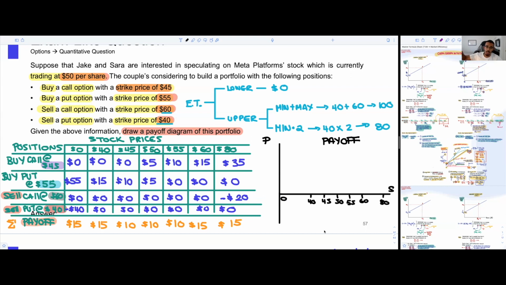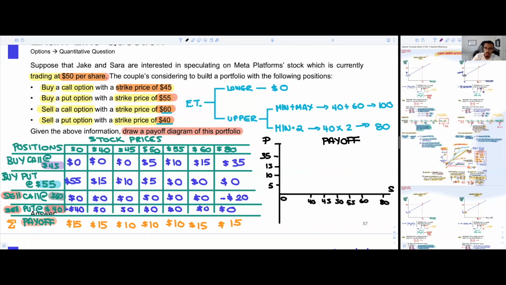So now we have all of our stock prices. Now we're going to write all of our different payoffs that are available. So we know we could have a $5 payoff. We know we could have a $10 payoff. We know we could have a $15 payoff as well. Now we identified 5, 10, 15. We know we could get 35. So we could go maybe here as being 35.